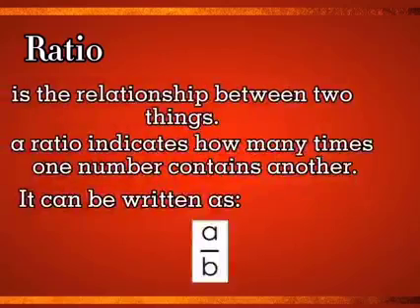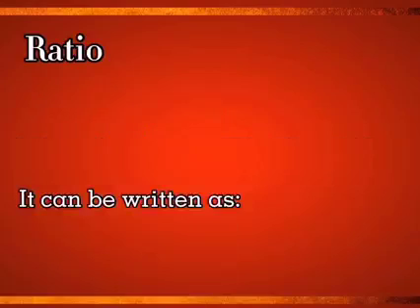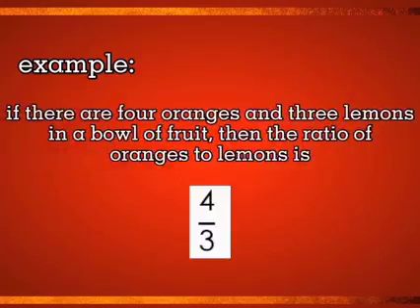Ratio is the relationship between two things. A ratio indicates how many times one number contains another. It can be written as A over B as a fraction. Example, if there are 4 oranges and 3 lemons in a bowl of fruit, then the ratio of oranges to lemons is 4 over 3.